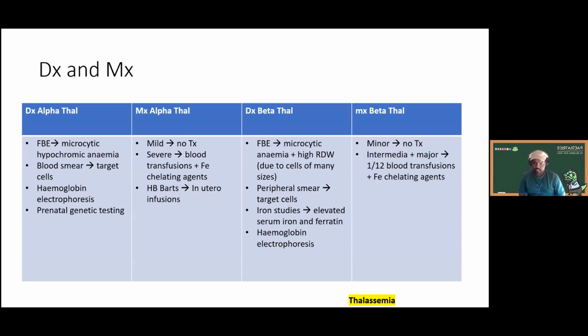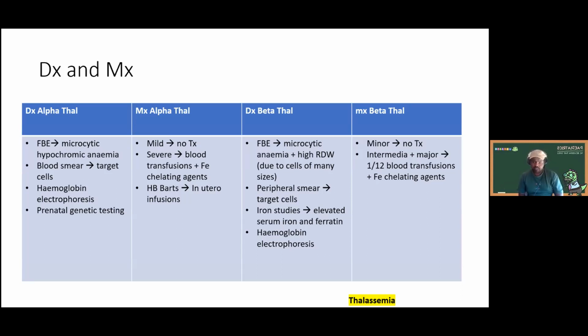So in terms of the management, if it's mild, there's no treatment. If it's severe, then you'll need blood transfusions and iron chelating agents, because if there is a hemolysis-like picture, you want to get any excess iron out of the blood. And then if there is a complete loss of the alpha thal gene, then you will need in utero transfusions for those children to avoid that hydrops fetalis picture.